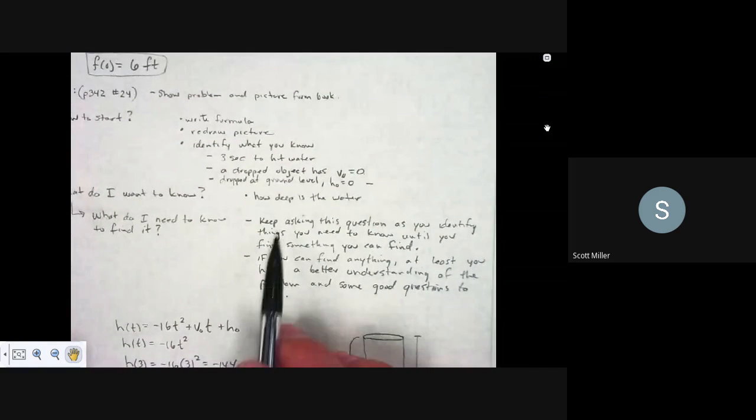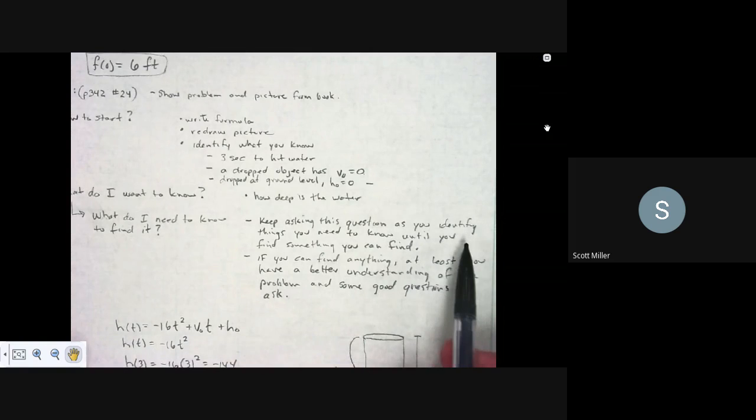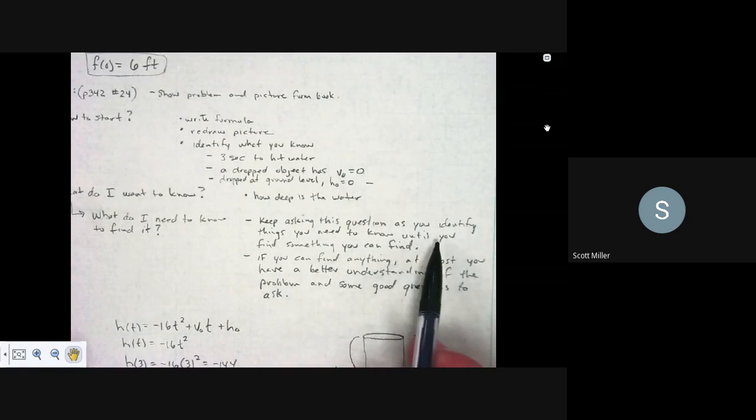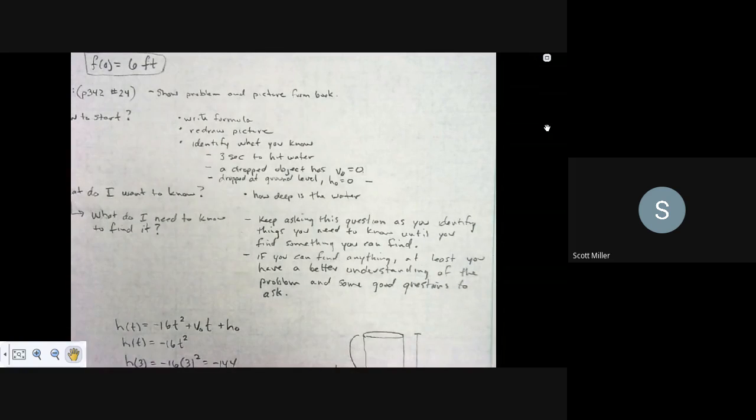You keep asking this question as you identify what I need to know. You keep asking these questions until you get to a point where you can find how to do something, so you can actually find the answer. Sometimes it might be a string of what do I need to know. If I need to know this, then how do I get that? And then you keep backtracking until you get it.